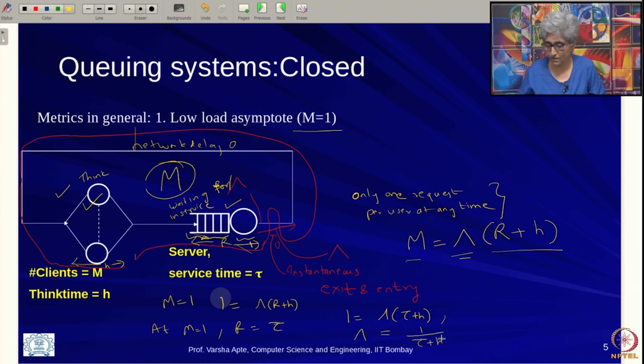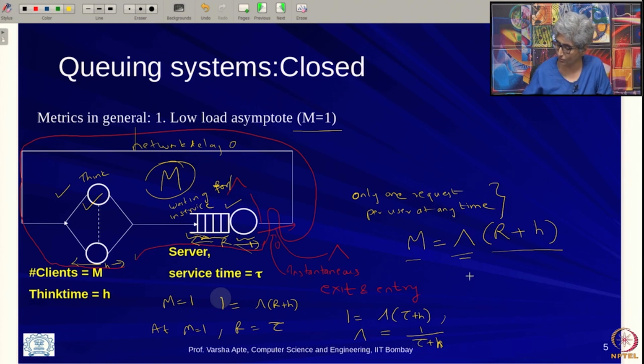This is kind of obvious: if there is only one user in a request response loop, the rate at which a request is going to be done is 1 every think time plus response time, right. That is what is happening in this system, 1 every think time plus response time the request gets done, but the response time with one user is tau. So, this is kind of clear.